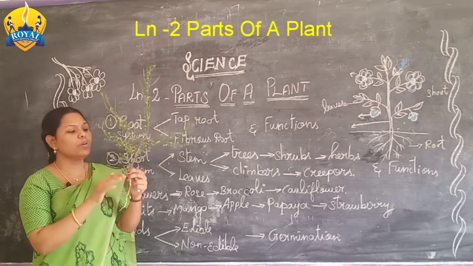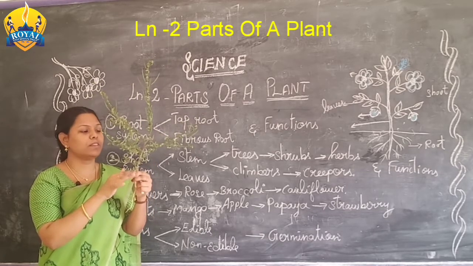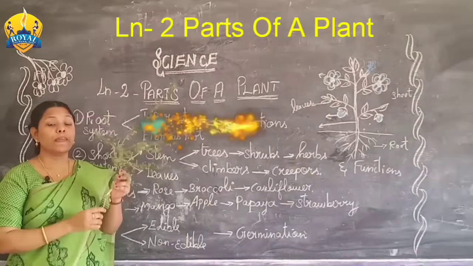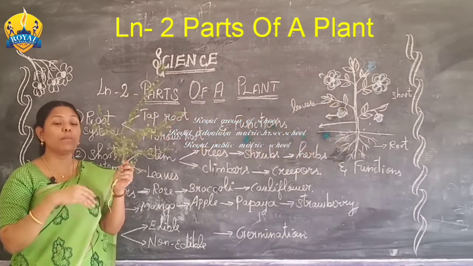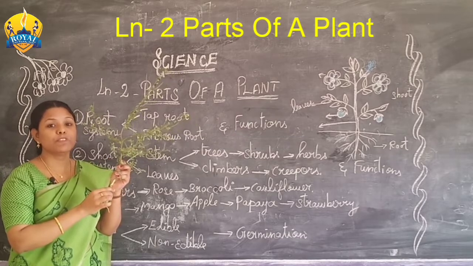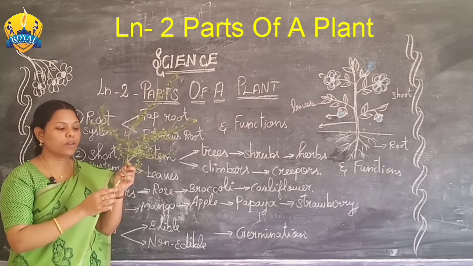The above part of the plant is called the shoot system. The part of the plant which grows above the ground is called the shoot system.